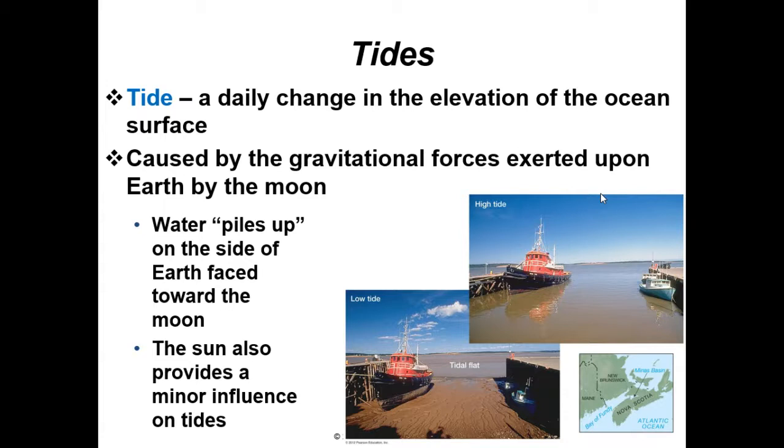One thing that's typically not well known is that the sun also plays a minor role with gravitational attraction. The sun can either work in tandem with the moon to create really high tides, or it can work against the moon, and that can cause basically no tides at all. We'll talk about that here in a minute.